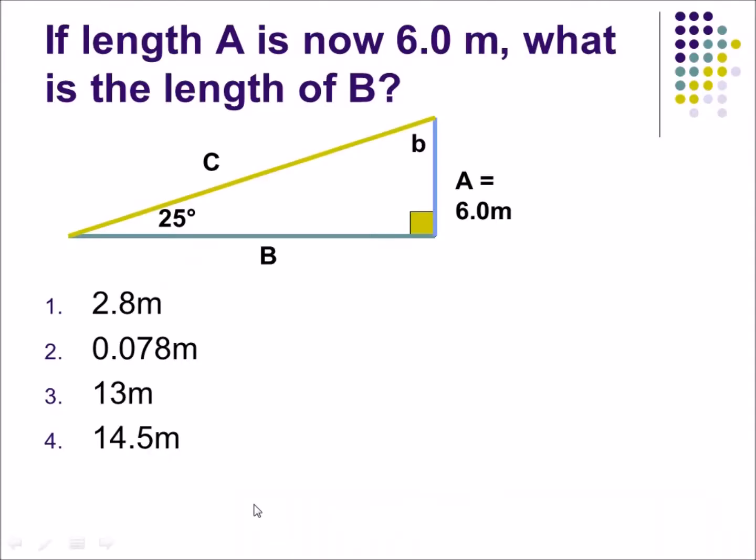So let's try this example. Let's say we're given that now side A is equal to 6 meters. We're trying to find the length of side B. Go ahead and see if you can use trig to figure out the length of B given the length of A. So once again, you're going to use the tangent function.